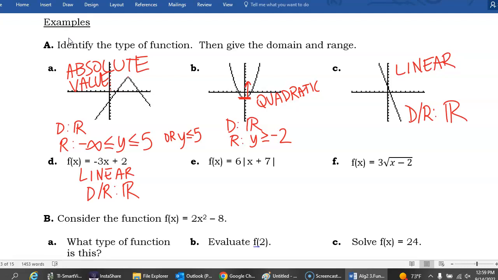For letter E, my special symbol is vertical bars. Vertical bars give me an absolute value function. I'm going to shortcut that: abs value. We haven't really talked about the transformations yet, but I'm going to give you the domain is all real numbers for all absolute value functions. And then the range is going to be all values greater than 0, positive values.